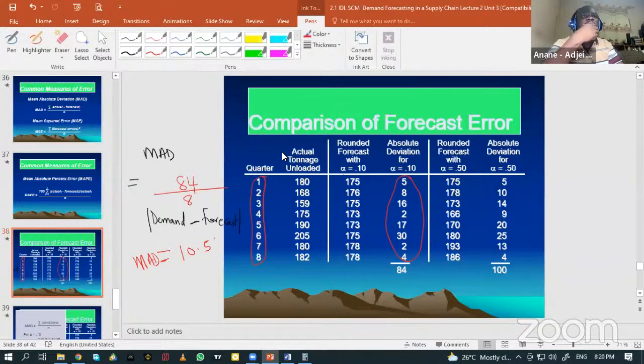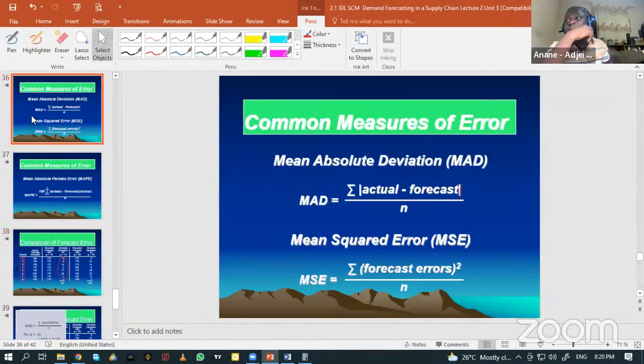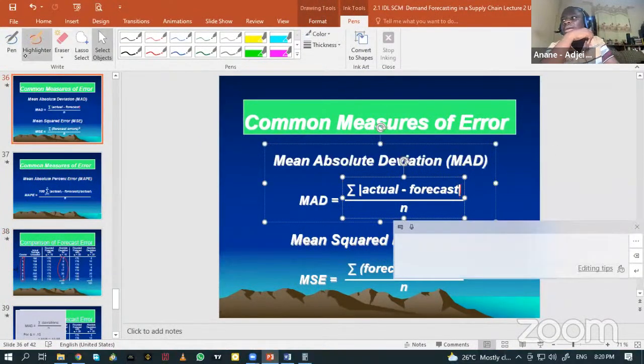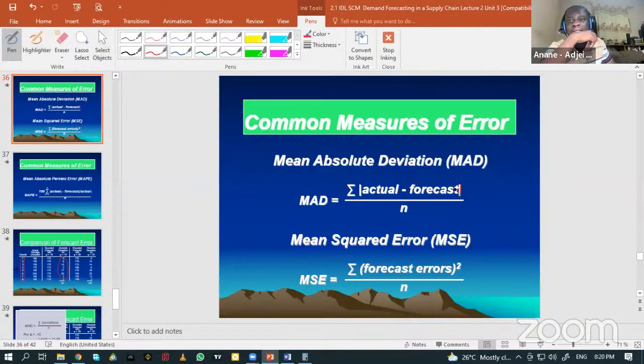Somebody is saying, please, why is the negative figure treated as a whole number? I said the negative figure is treated as a whole number because the formula includes this bar. The formula for calculating MAD includes this absolute bar here. Okay, look at the formula. It's the summation of this bar here and this bar here. And this bar stands for absolute.